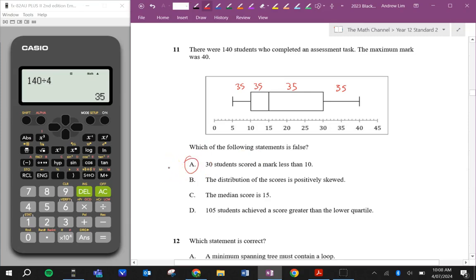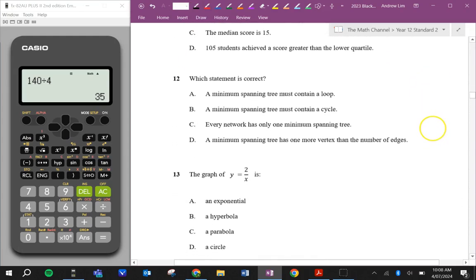Let me just check the other options, just to be safe. The distribution of the scores is positively skewed. So because 35 scored between 5 and 10, and 35 scored between 10 and 15, that's a lot of students, that's half of them. So it looks like there's a lot of people who scored quite badly, and then less people. So that is positively skewed. The median is 15, that's correct, because that's my Q2. This is Q2, this is Q1, and this is Q3. And 105 students achieved a score greater than the lower quartile. So this is our lower quartile of 10. So 35 plus 35 plus 35 is 105, so that is true.